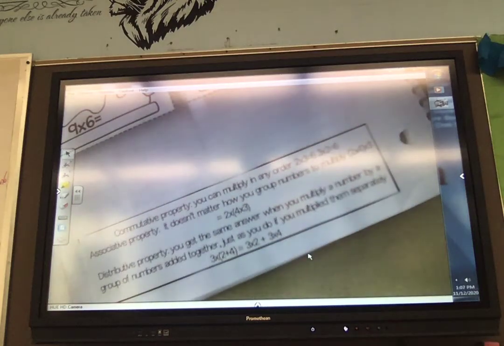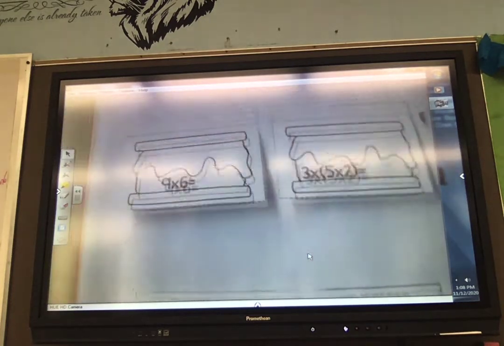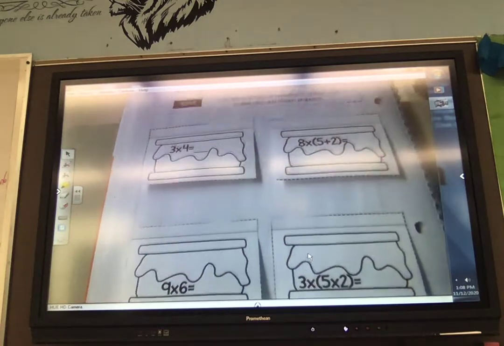Pages in your interactive notebook are over your properties. So we have our commutative property of multiplication, we have our associative property of multiplication, and then the new one is the distributive property. I will be doing another video on just the distributive property that you will start working on. I believe it's tomorrow, which is Friday.